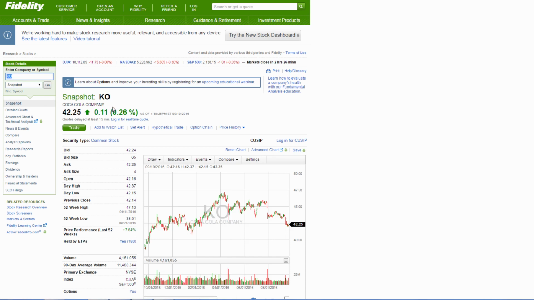They're a beverage manufacturer, of course. They make a lot of things like Coke and Diet Coke. They own a lot of other companies as well. And this gives you information on them, just a quick snapshot. Price changes every day, of course. You can get more information over here on the left-hand side.